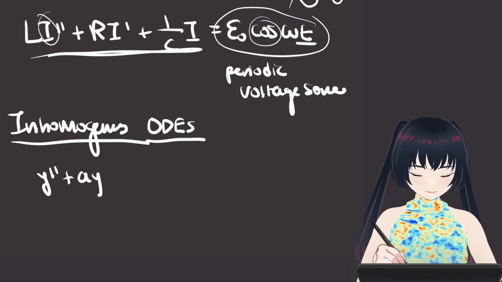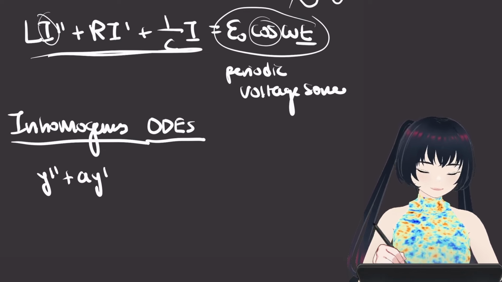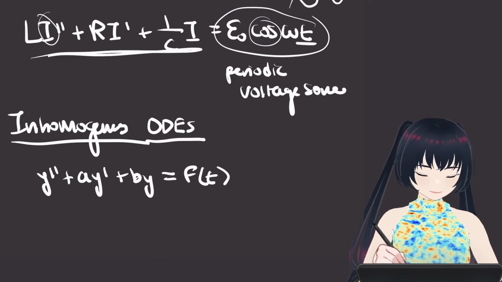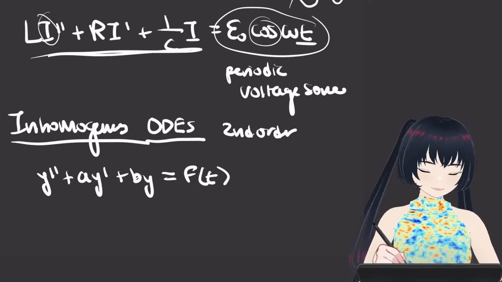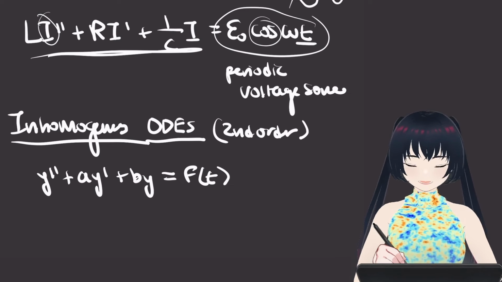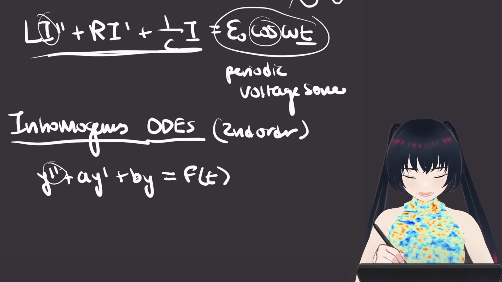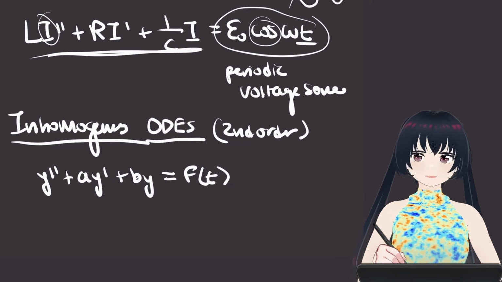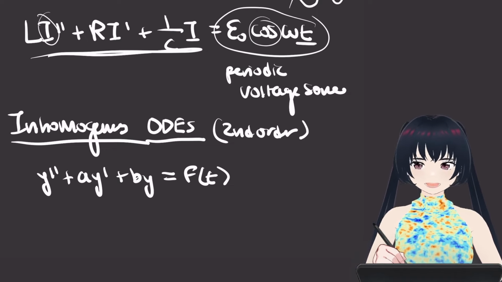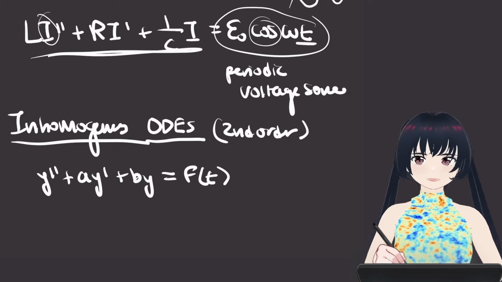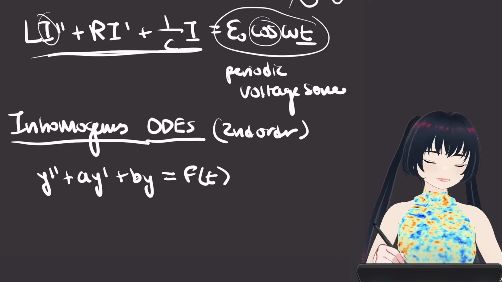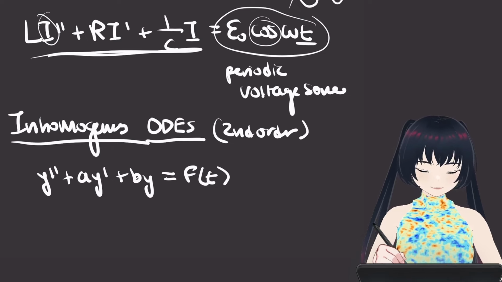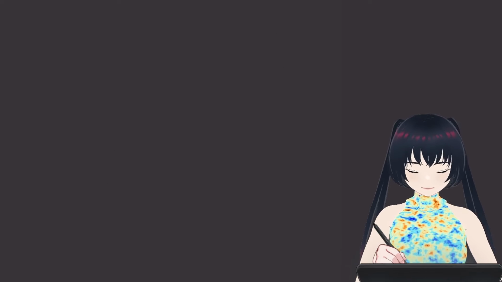Which are of this form, y double prime plus ay prime plus by is equal to f of t. More specifically, these are second order ODEs because the maximum derivative here is the second derivative. So how do you solve these? Well, fortunately, we don't have to completely scrap everything that we just learned. The easy template is just identifying what the characteristic polynomial is. In fact, all we have to do is add a few additional steps to deal with this forcing function.